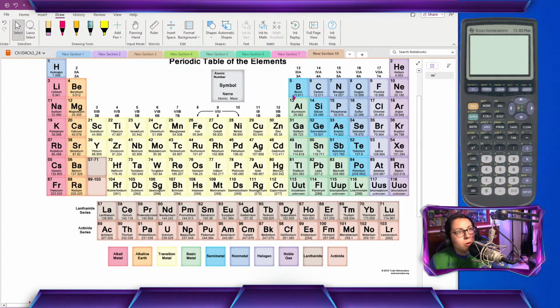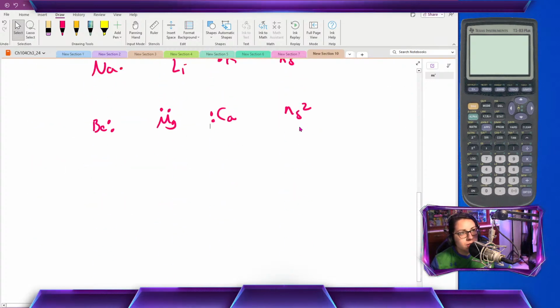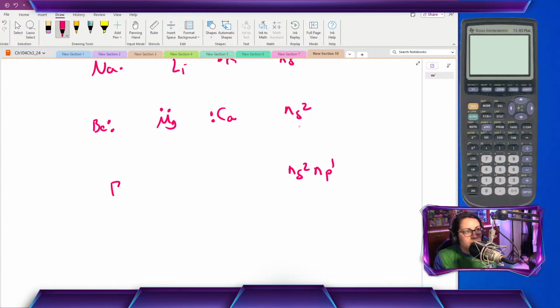So then moving over to group 3, so that's boron and aluminum. So that'd be ns2, np1. And so we want to reflect that. So 2 dots on one side and then 1 dot on the other. It doesn't matter. Do gallium too, something like that.